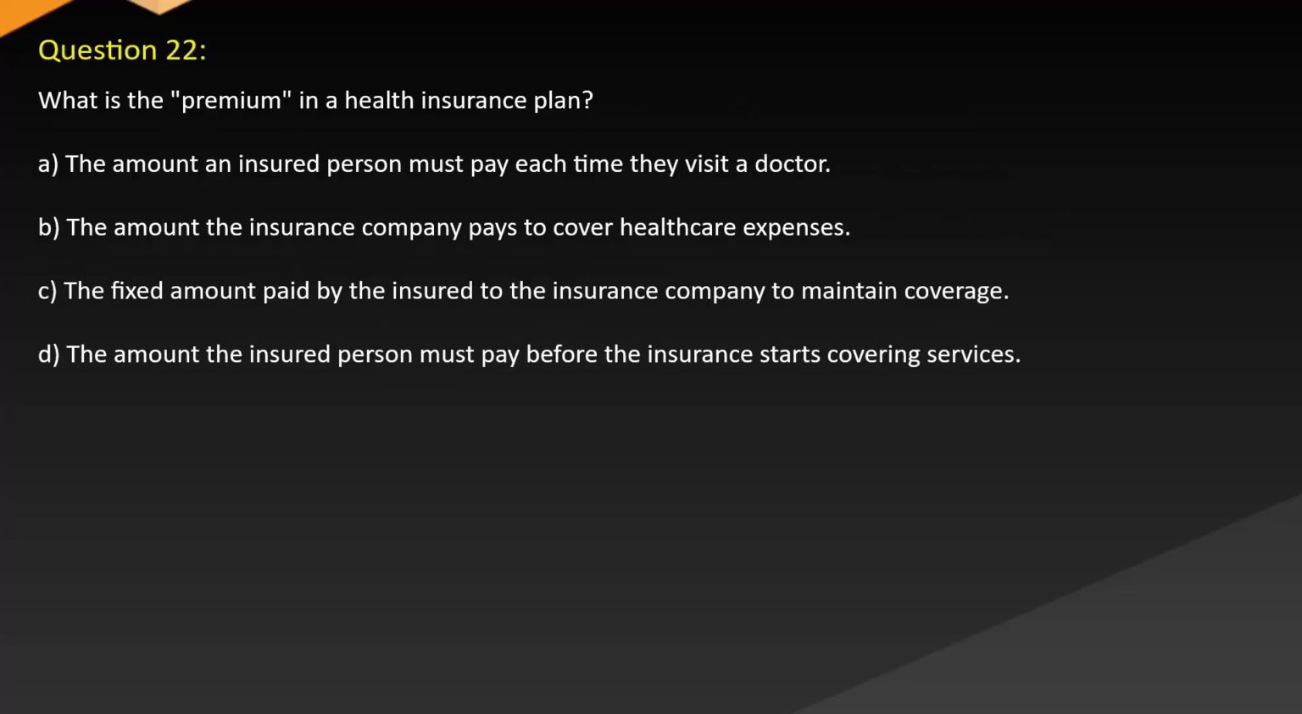Question 22. What is the premium in a health insurance plan? A. The amount an insured person must pay each time they visit the doctor. B. The amount the insurance company pays to cover healthcare expenses. C. The fixed amount paid by the insured to the insurance company to maintain coverage. D. The amount the insured person must pay before the insurance starts covering services.